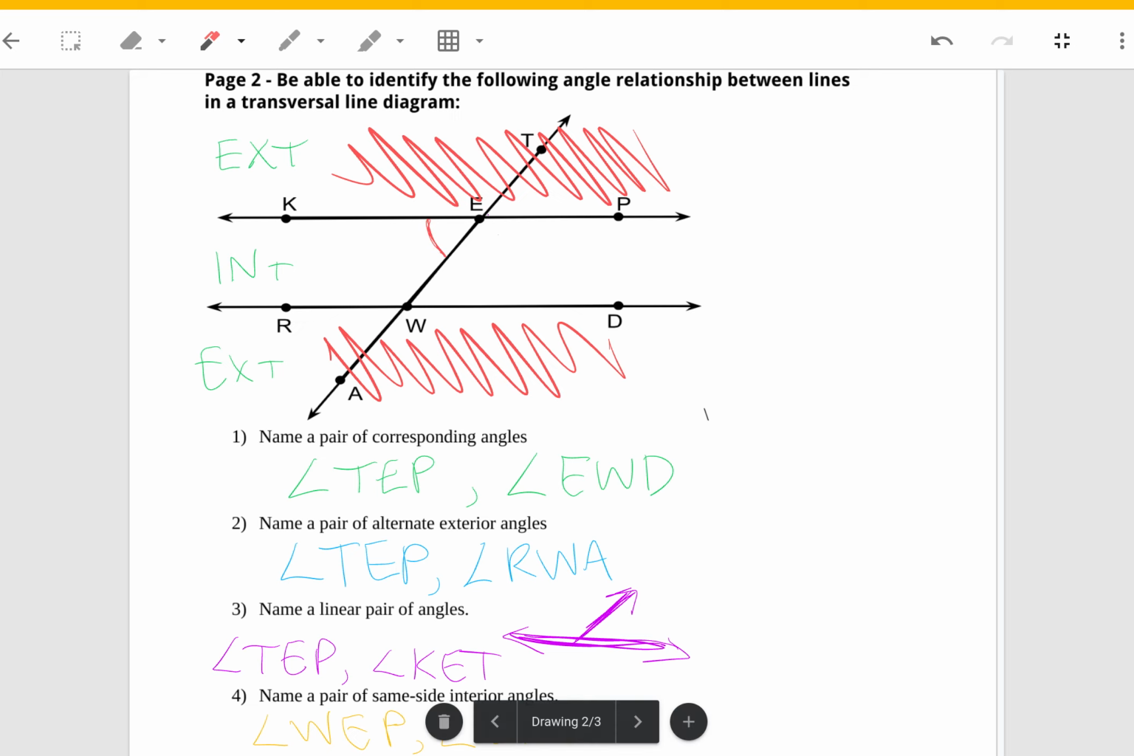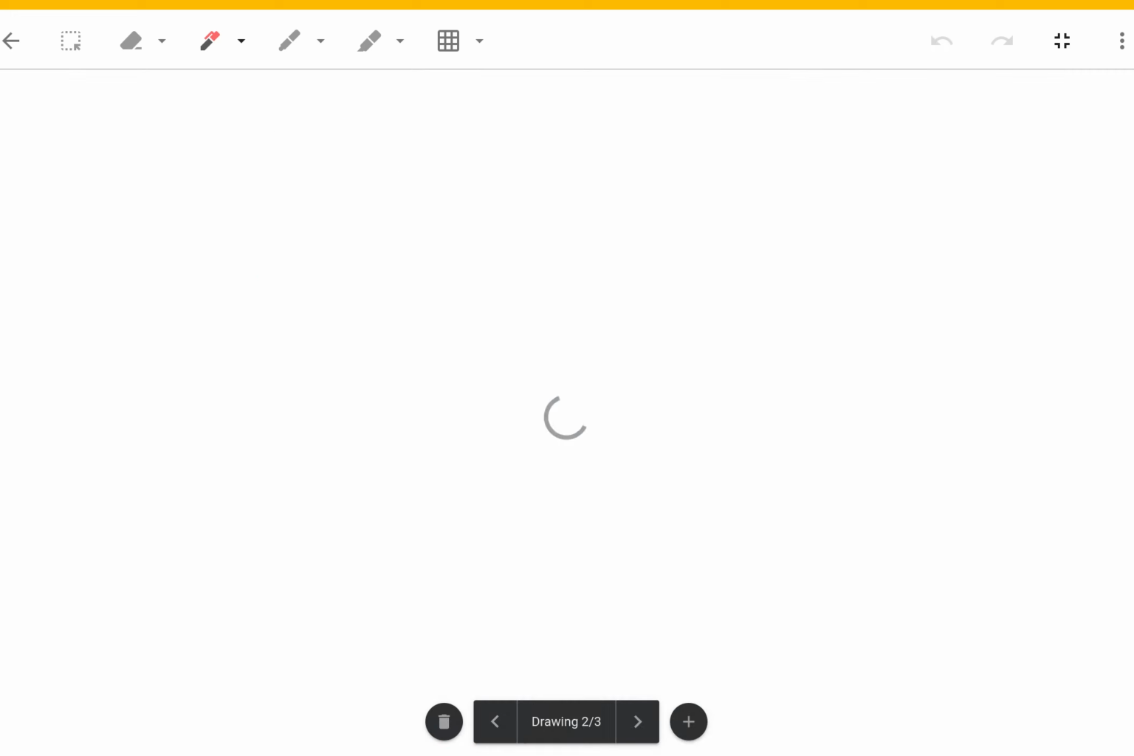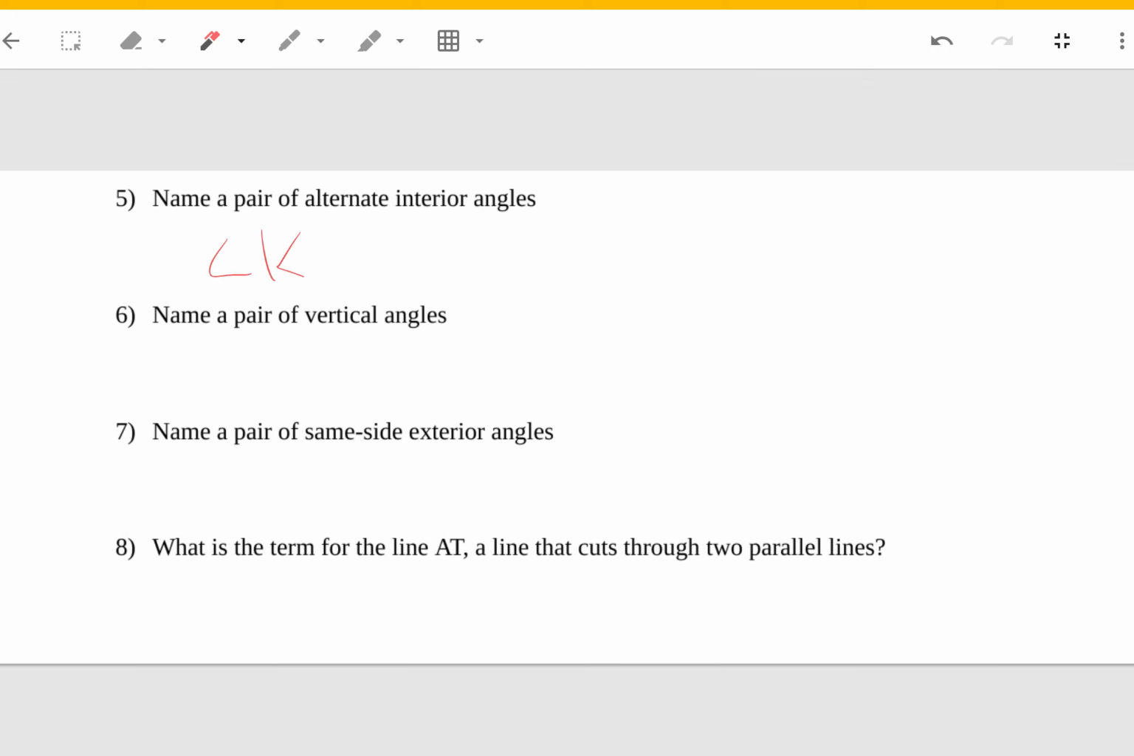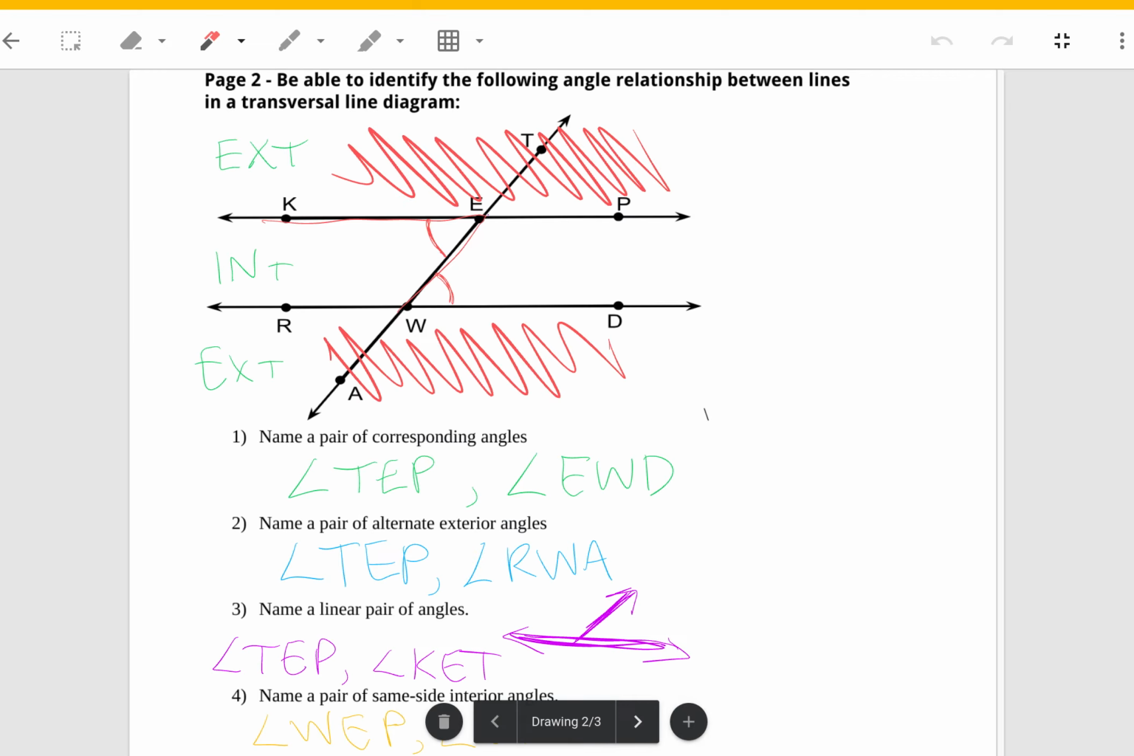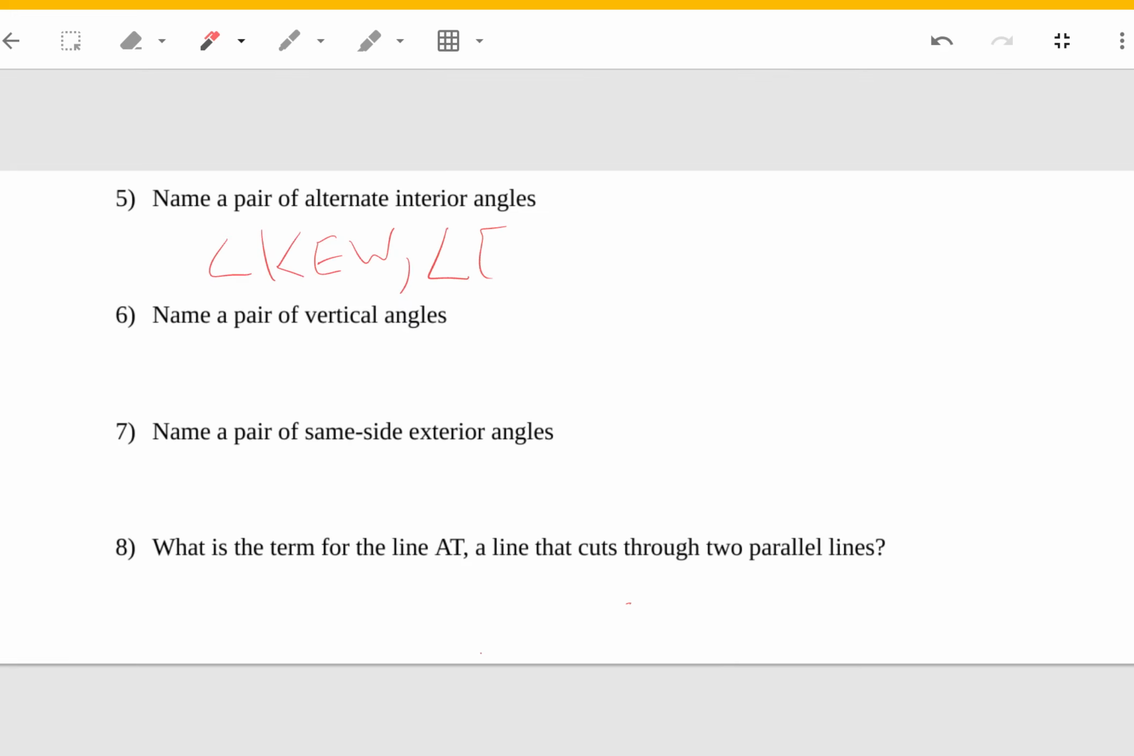The alternate one is not going to be the one right here, right next to it. It's going to be the one on the other side of the line, but also inverted. So it's going to be this one right here. Let's hop over there and write that down. Angle KEW and angle EWD. KEW, EWD. Those are alternate. You can see how they're sort of inverted. So EWD would be the other answer that we could put for that.